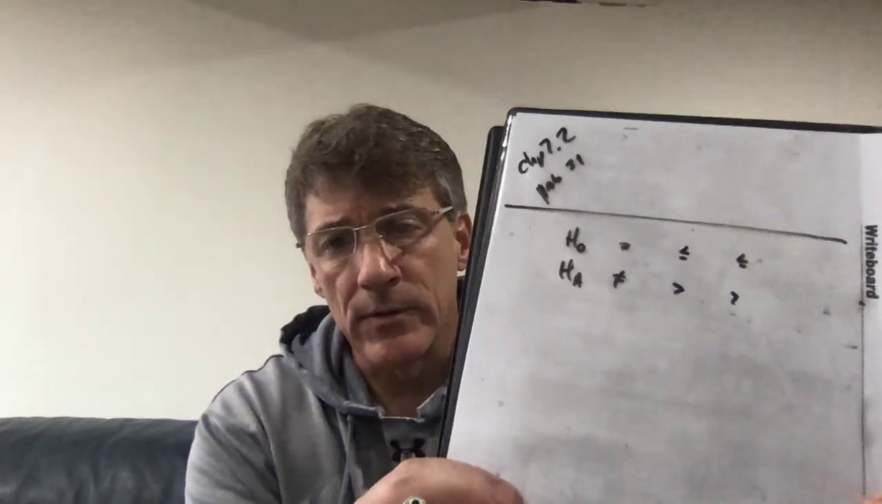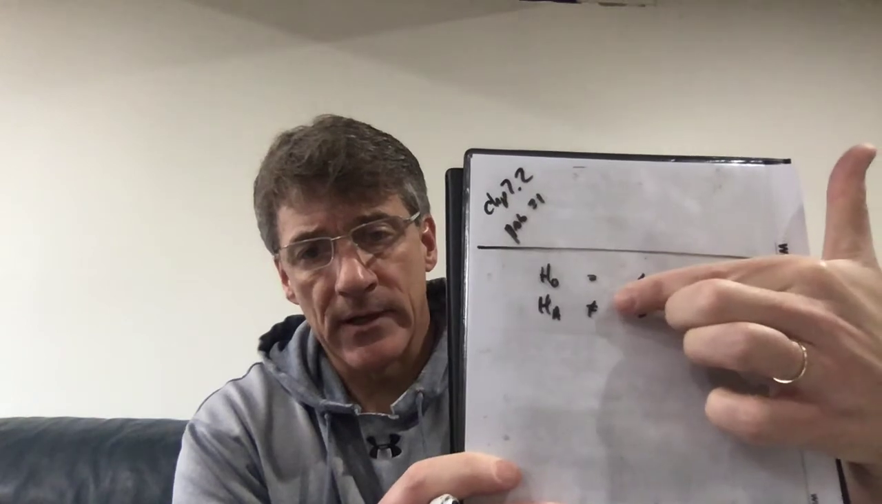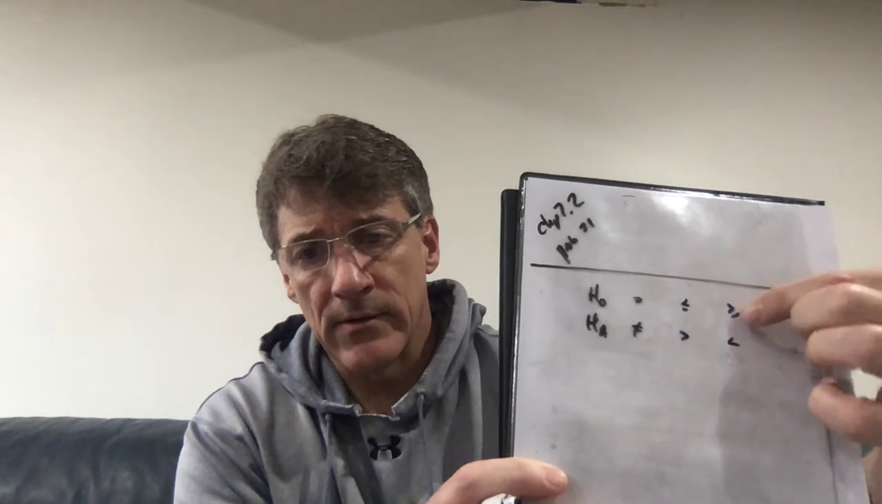Now, there is this pairing that always goes on with your null and your alternative. Your equals is always with your not equals. Less than or equal to is always with your greater than, and your greater than or equal to is always with your less than. Notice that the null always contains an equality, and the alternative is its pairing, as I'll explain in a minute when I draw the picture.